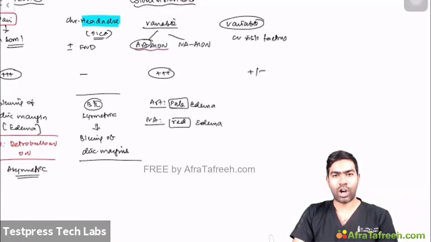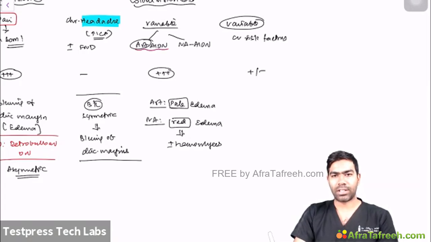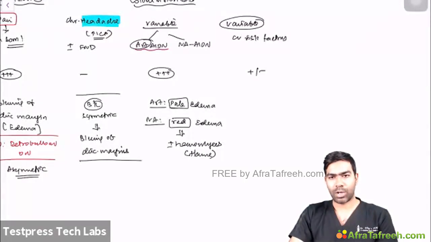Which means in non-arteritic type, most of the time they will be associated with hemorrhages. Especially these hemorrhages are basically flame-shaped hemorrhages, and they can have dot blot type of hemorrhages also. So this is the fundus finding in AION, anterior ischemic optic neuropathy.